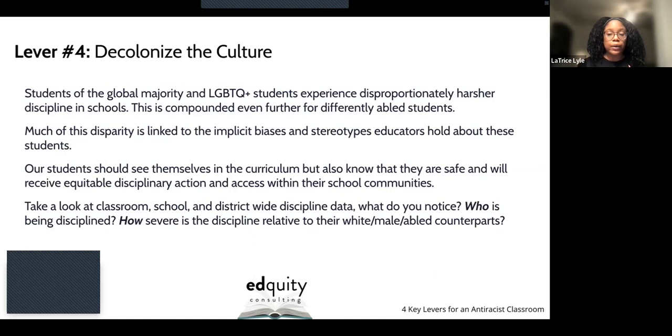We can't wait for the district to remove school officers. I worked at elementary schools that had school resource officers who were fully in their uniform, carried weapons. We can't wait for the district to decide to get those police officers out of our schools, right?